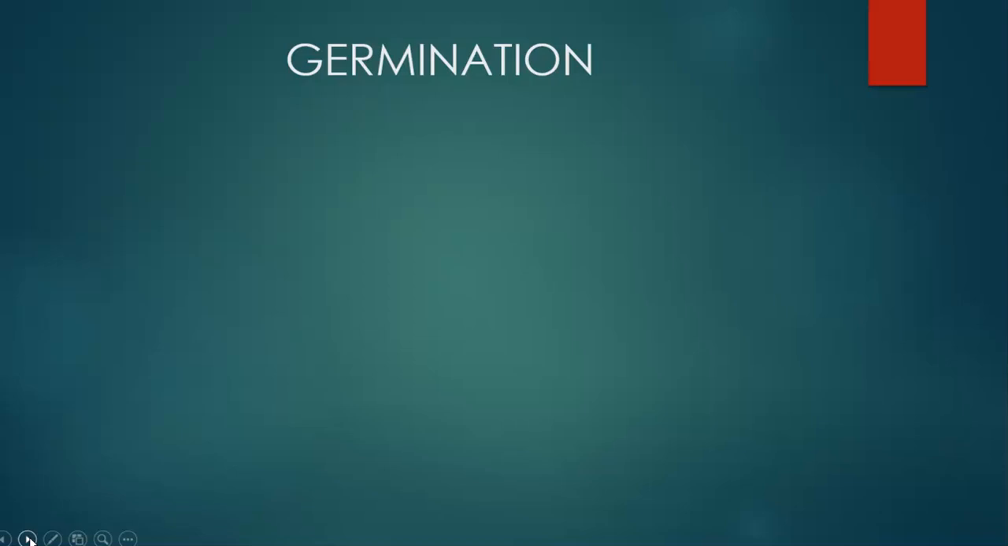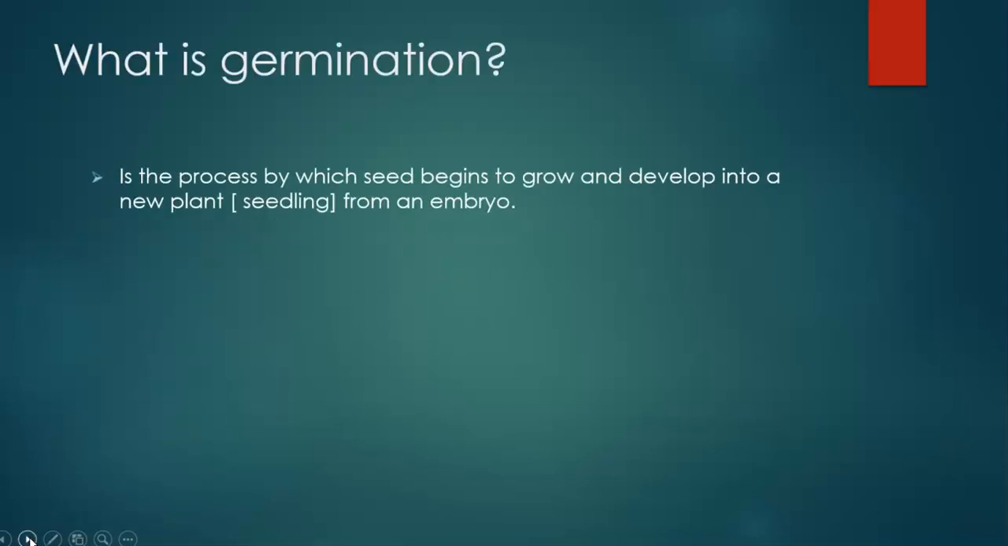Germination is the word. What comes to your mind when you hear the word germination? To germinate just means a seed has to grow from a small seed to a seedling. So we may have a clear definition: it is the process by which a seed begins to grow and develop into a new plant, which is a seedling, from an embryo. Or there are other definitions you can use that still connect to this one.